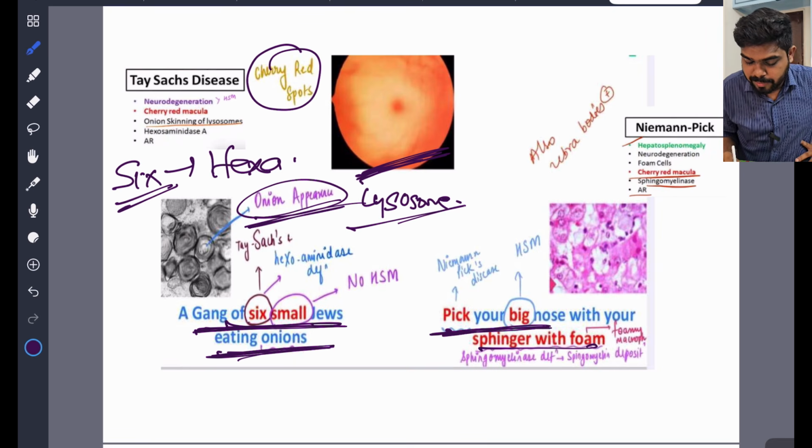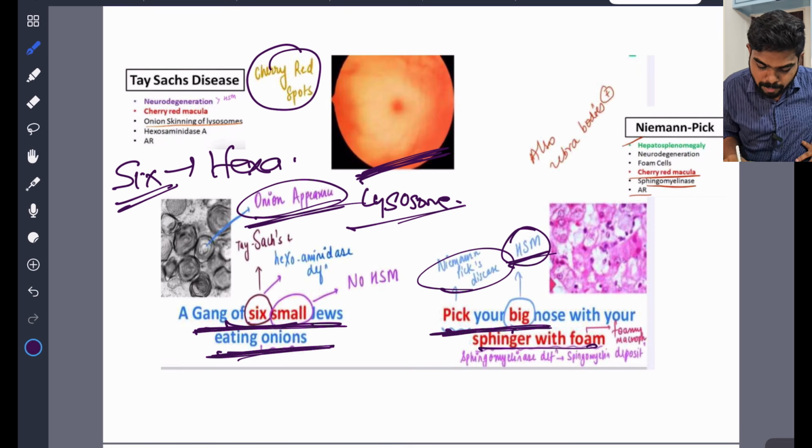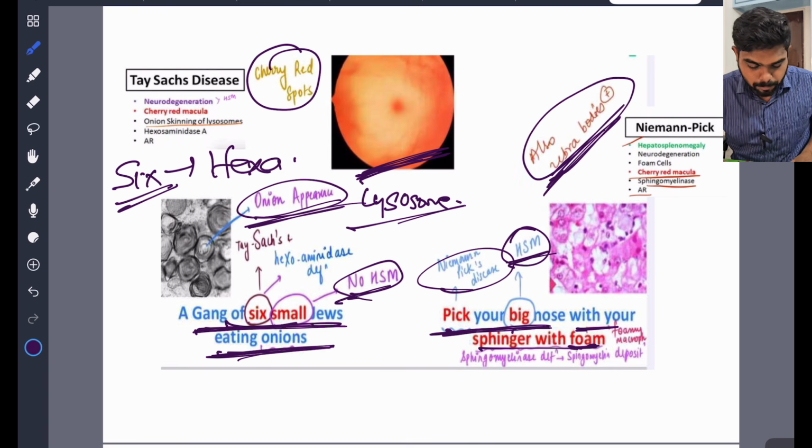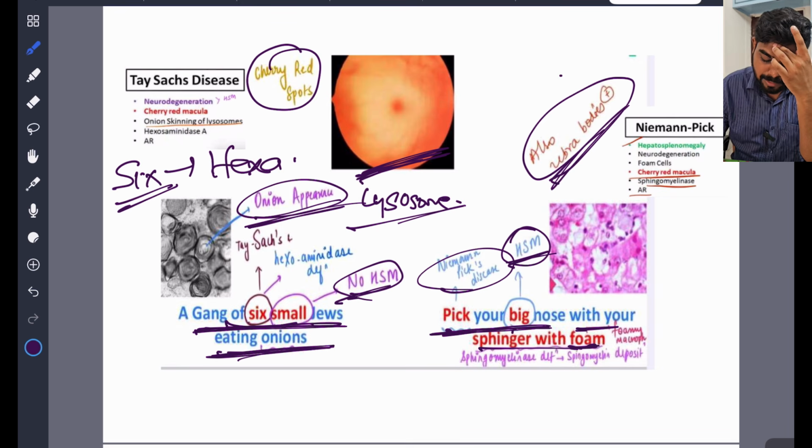It's like this: Pick, Niemann-Pick disease, big means hepatosplenomegaly. Small means no hepatosplenomegaly. So pick your big nose, big for hepatosplenomegaly. Wherever big comes, HSM is present. Small comes, HSM negative. With your fingers. So it is sphingomyelinase defect with foamy macrophages present. This is very important. Here in Niemann-Pick disease, zebra bodies are present. Black and white, zebra bodies will be there. That is also important.